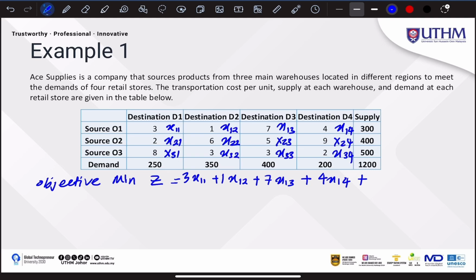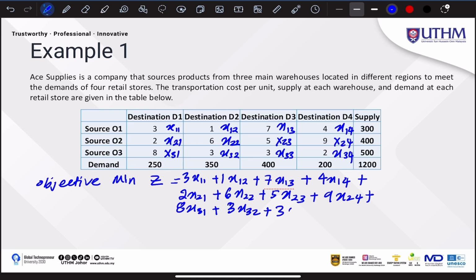And then on the second row, 2 x21 plus 6 times x22 plus 5 times x23 plus 9 times x24. And then the last row is 8 x31 plus 3 x32 plus 3 x33 plus 2 x34. So we have the constraint actually.